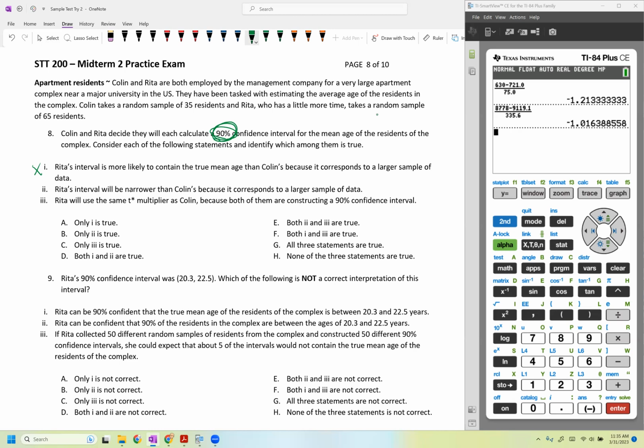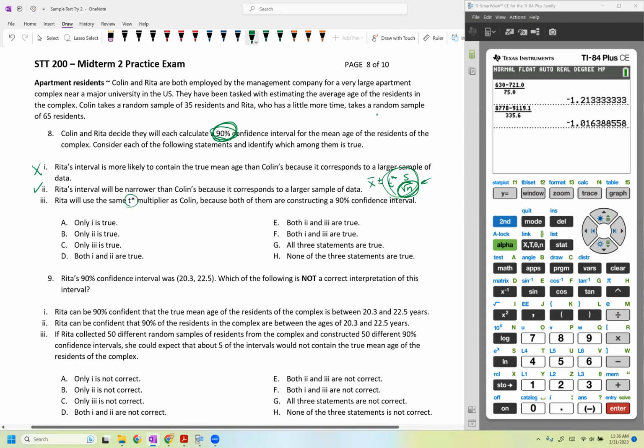Item 2, Rita's interval will be narrower than Colin's. That is a true statement. Please note that again the formula for this kind of thing is S over root n. Because you're dividing by the square root of the sample size, as n gets bigger, the margin of error gets smaller and smaller, resulting in a narrower confidence interval for Rita. Will Rita use the same T star?